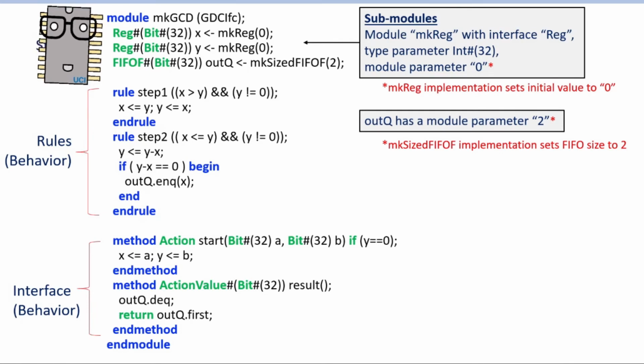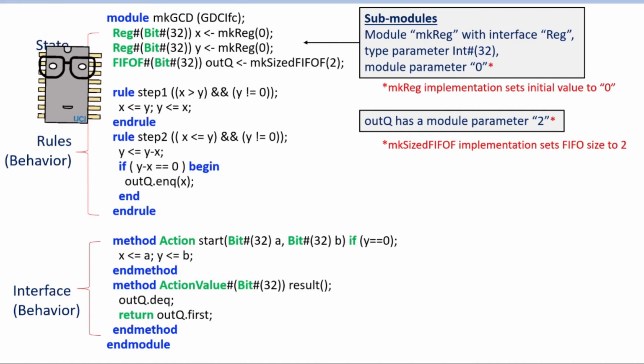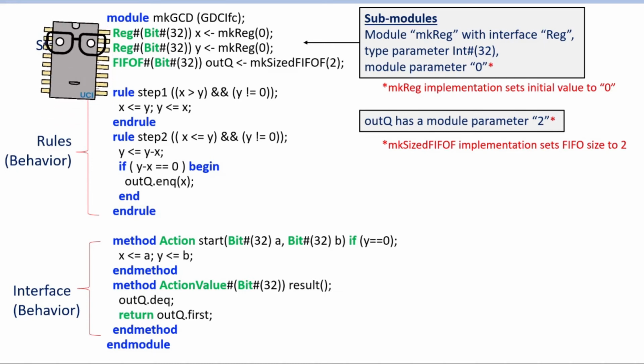We have a module called make GCD, greatest common divisor. This is just a name we gave it. And it consists of submodules for storing state. And these particular submodules used here are pre-provided by the language, registers and FIFOs.